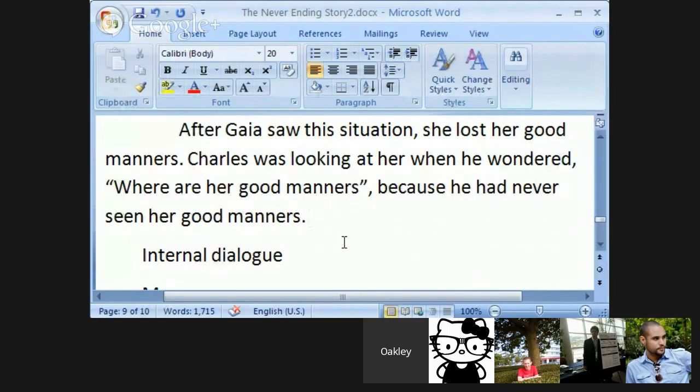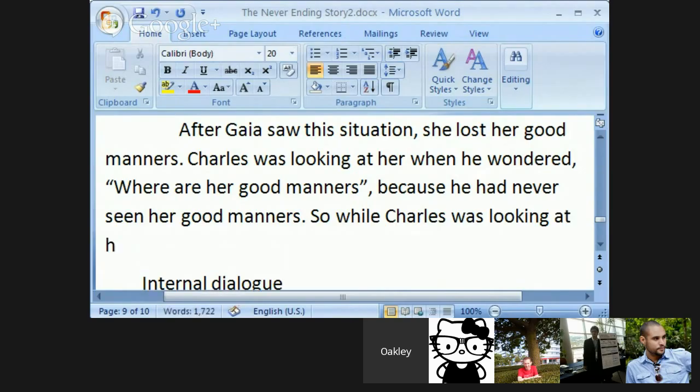So while Charles was looking at her, Gaia noticed that Charles was looking at her. Then Gaia felt disgusted because she completely lost her feeling toward him.